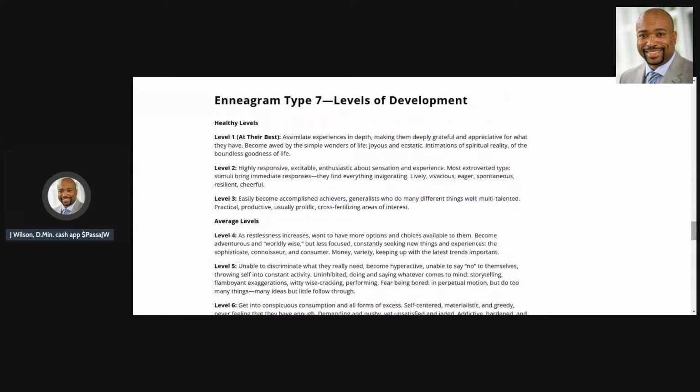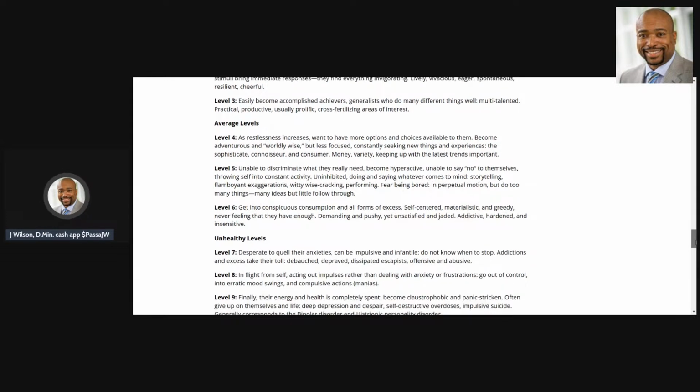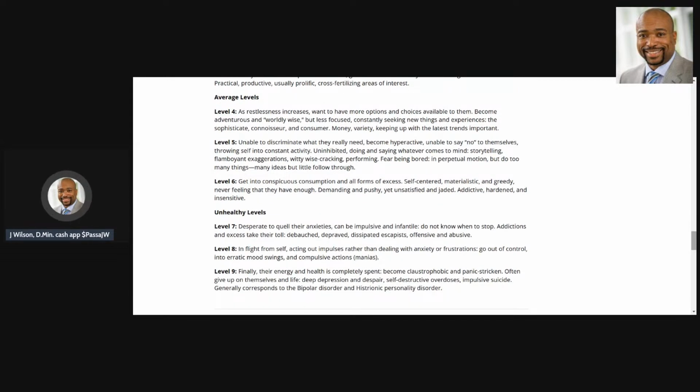Let's look at it. At the high level, they assimilate experiences in depth, making them deeply grateful and appreciative for what they have. Highly responsive, excitable, enthusiastic about sensation and experience. Easily become accomplished achievers, generalists who do many things well, multi-talented. At an average level, as restlessness increases, they want to have more options and choices available to them. Unable to discriminate what they really need, they become hyperactive, unable to say no to themselves, throwing themselves into constant activities. Honey, they'll be in the glee club, they'll be in the bowling club, because they do not want to miss out on anything. They get into conspicuous consumption and all forms of excess.